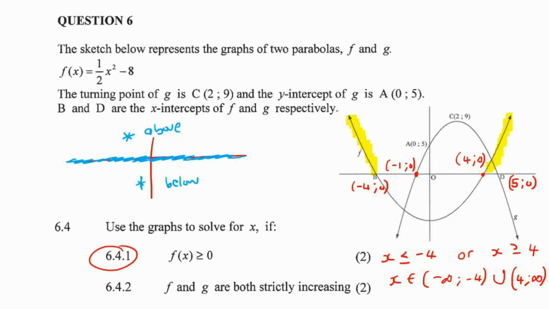Now for 6.4.2, it says, where are the graphs f and g strictly increasing? Okay, so what does increasing mean? Well, increasing is when the graph is going up if you look from left to right. So this area here, that is not increasing. That is going downhill. Can you see that? So where are both of the graphs going uphill?